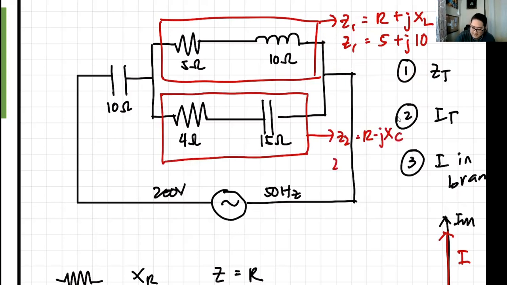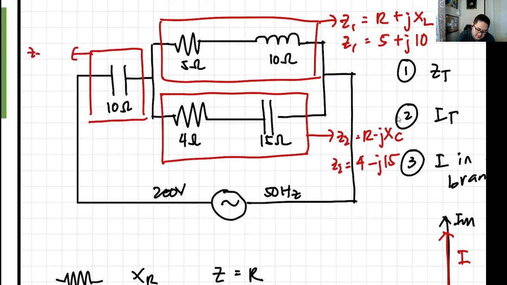Then, dito, sa next natin, pwede natin siya tawagin Z2 equals to R minus JXC. Okay? So, yung Z2 natin will be 4 minus J15. Okay? So, that is our second. Then, yung isa natin natitira is ito, which is only a capacitor. So, dito, tawagin natin siyang Z3, pero ngayon siya ay negative JXC lang. Okay? So, formula niya is Z3 is equals to negative J10.